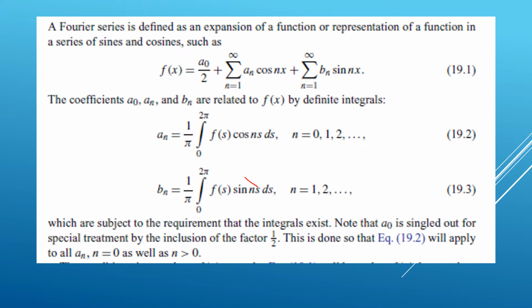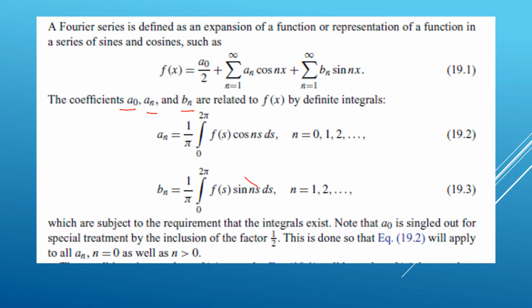We know it. So the Fourier series representation of a function f of x is given by f of x equal to a0 divided by 2 plus sigma n from 1 to infinity a n cos nx plus sigma n equal to 1 to infinity b n sin nx. The Fourier coefficients a0, an, bn are related to the function f of x by an equal to 1 over pi, integral 0 to 2 pi f of x cos nx dx, bn equal to 1 by pi, integral 0 to 2 pi f of x sin nx dx.